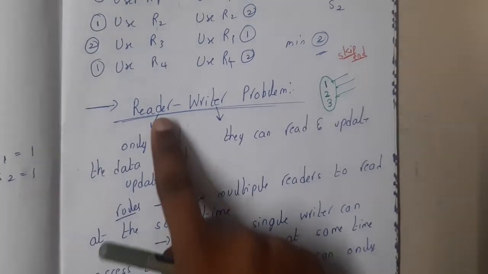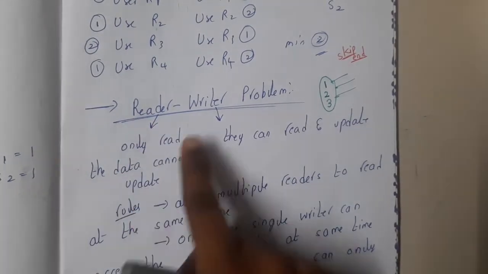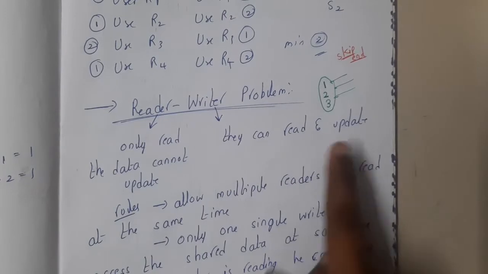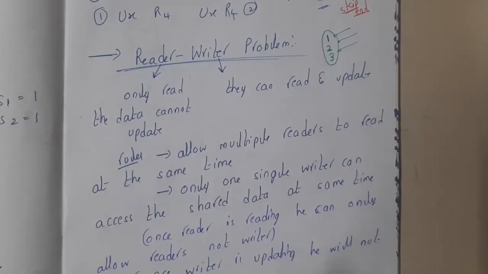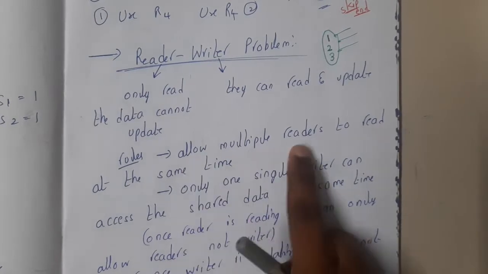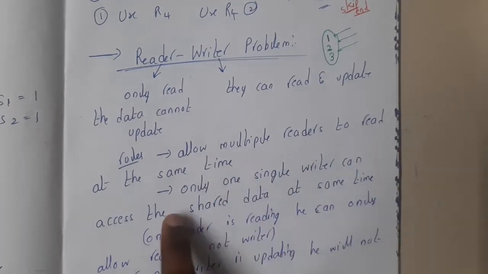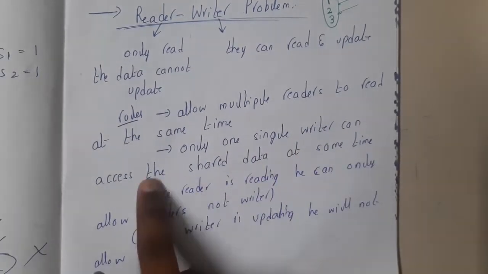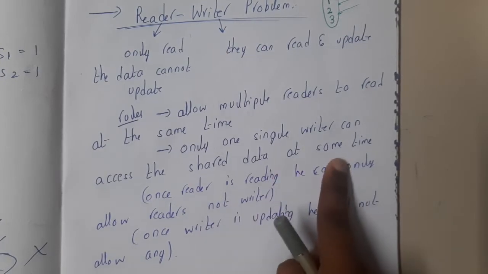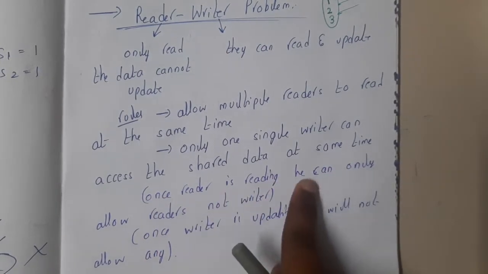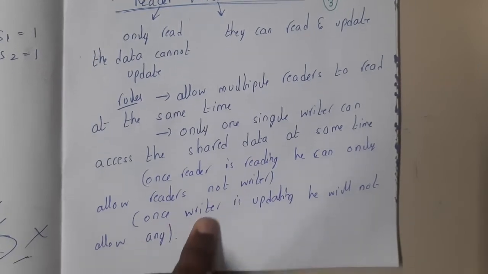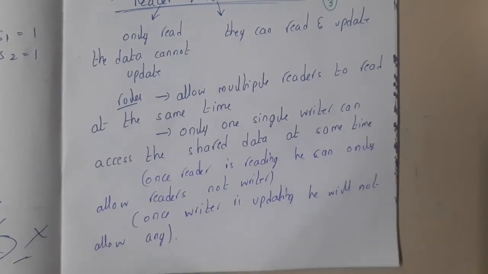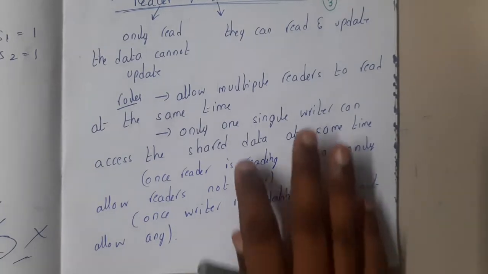Readers only read the data, they cannot update. Writers can read and update the data. The rules, which I have written in terms of text, are: allow multiple readers to read at the same time, and only one single writer can access the shared data at a time. So if a reader is reading, it only allows readers, not writers. If a writer is updating, it will not allow anyone. It's quite easy, right?